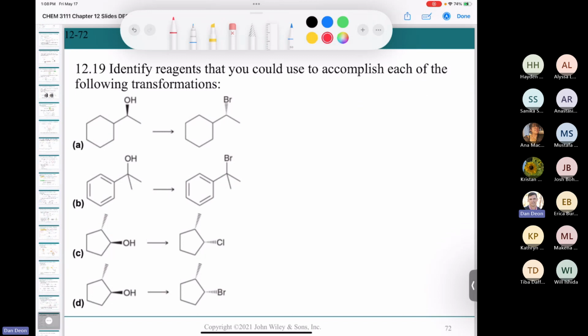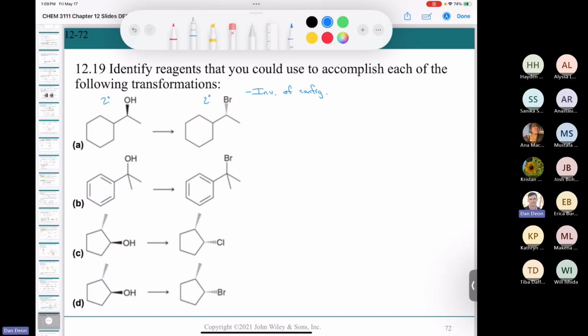So in the first one, we're taking a secondary alcohol. So we have a secondary alcohol, and we're converting it to a secondary alkyl halide. But you notice that this is proceeding with inversion of configuration. So based off of that, there is a reagent that we could use that is just one step. Could anybody tell me what that reagent is? And it's not a trick question. It's one I just mentioned a few minutes ago.